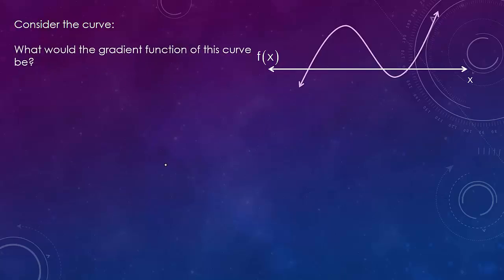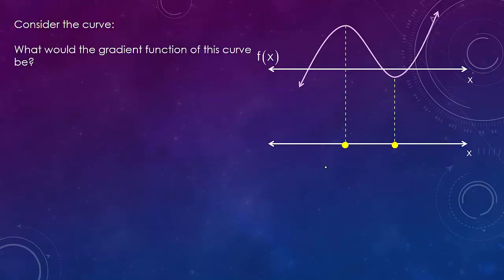What would be the gradient function of the curve? So what would that be? What would it look like? So if we make an axis for that, we know that the gradient is 0 here. Therefore, the gradient function must be 0. It must be on the axis. And the same will be true at the minimum point just here.